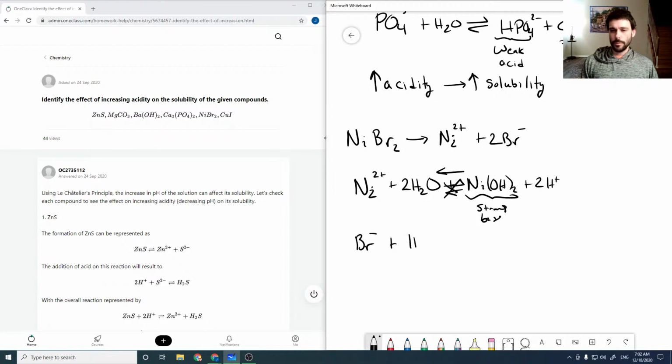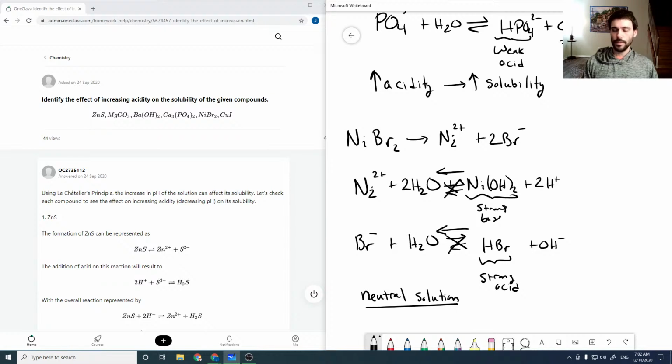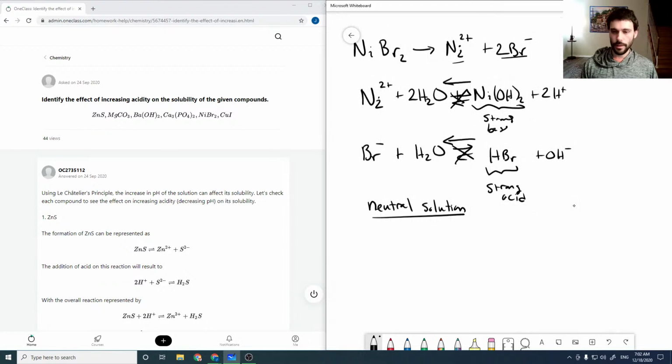And then if we combine Br minus with water, then we get HBr plus OH minus. And in this case, this is a strong acid, meaning it doesn't go that way. And so everything just stays in solution here. And so this is actually a neutral solution, as both species are either the conjugate acid or conjugate base of a strong base or a strong acid. And so because it's a neutral solution, or a neutral salt, increasing acidity will have no effect on solubility.